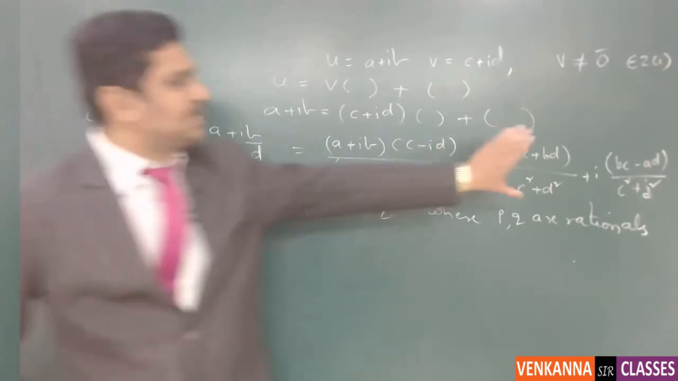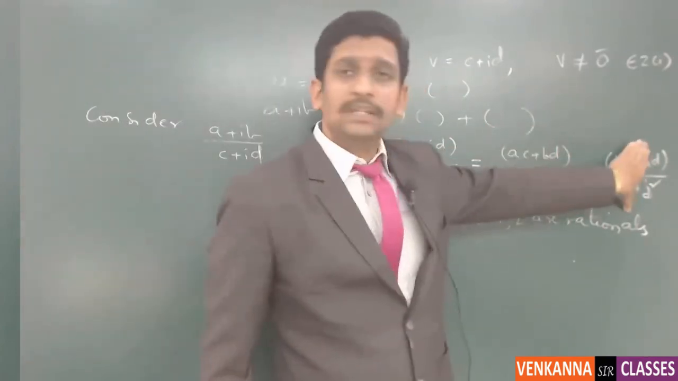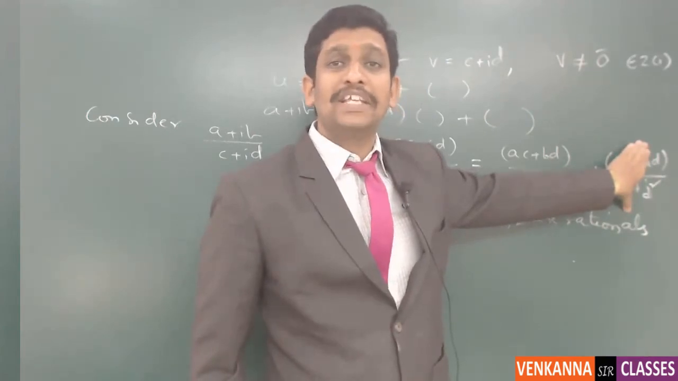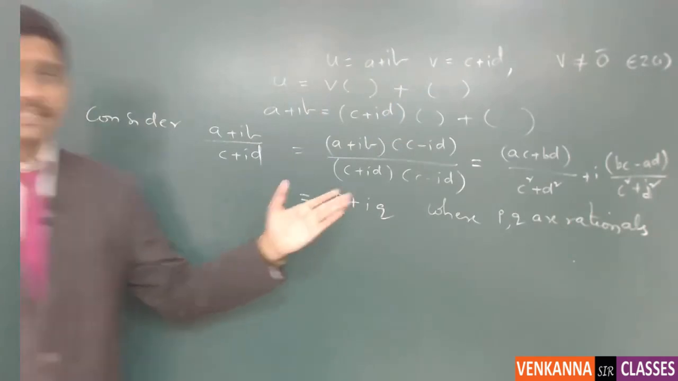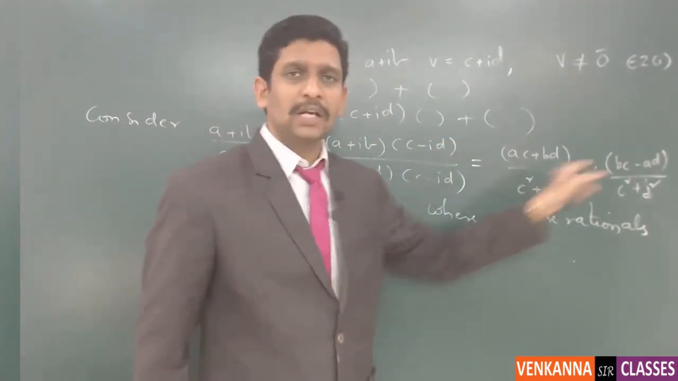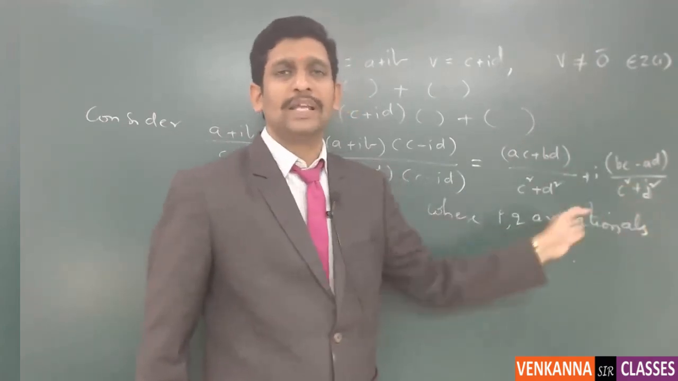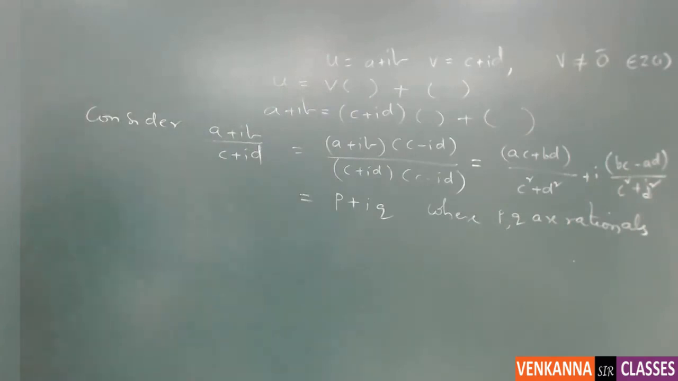This total value I am taking as P, and this total value I am taking as Q. So it is of the form P plus iQ. Since they are in the fraction form, numerator by denominator, they are nothing but rational values, because I have represented them in the form of numerator by denominator. Accepted all?